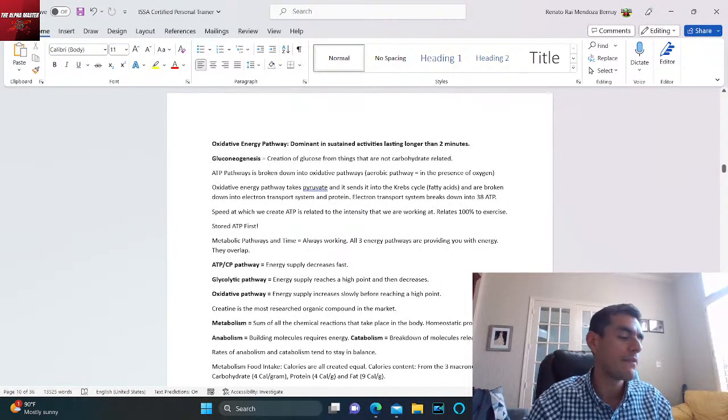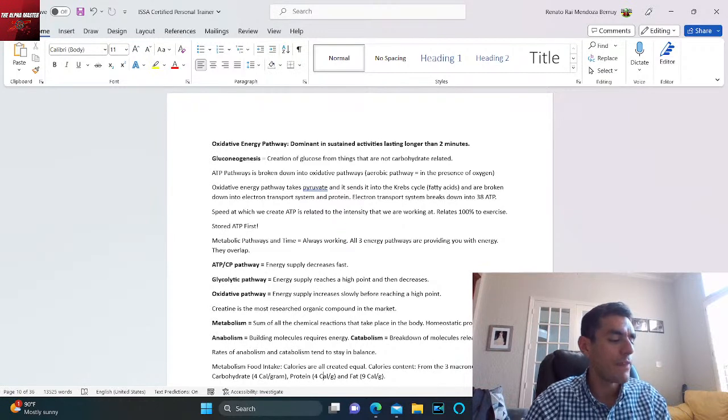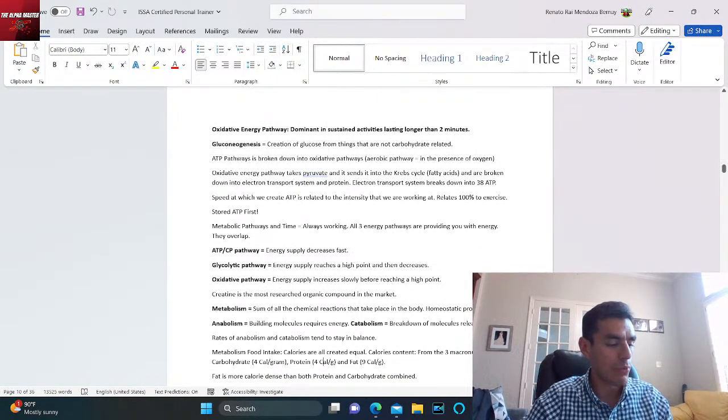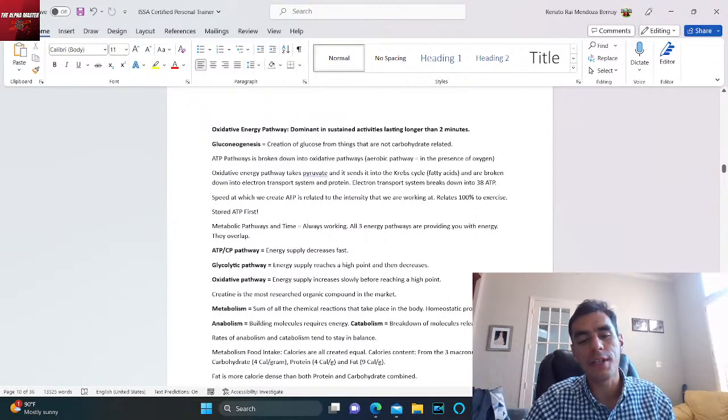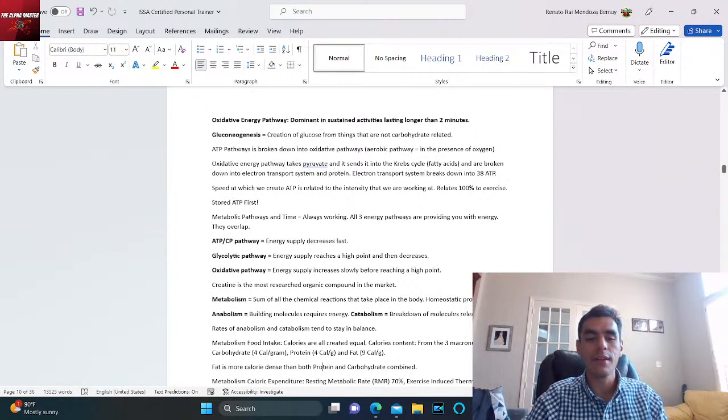From carbohydrates, you have 4 calories per gram. For protein, you also have 4 calories per gram. And for fat, you have more than double, 9 calories per gram. That's why fat is more calorie dense than both protein and carbohydrate.